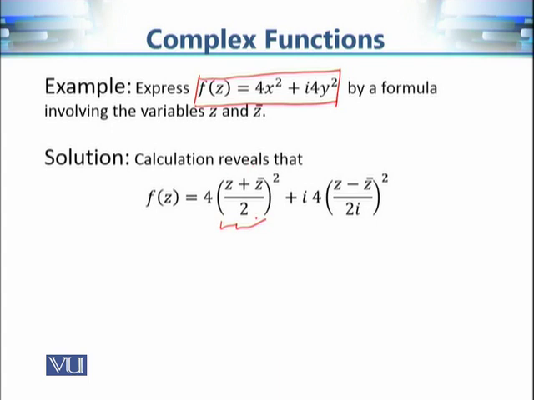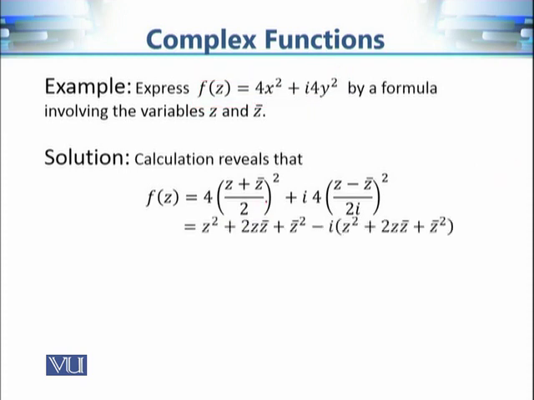So replace x with z plus z bar divided by 2 square, plus iota, and replace this y with z minus z conjugate divided by 2 iota. Now in the next step we can just simplify it. So simplifying them, this 4 will be cancelled out with this 2, and this 4 will be cancelled out with this 2 square, and simplifying further we get this expression.